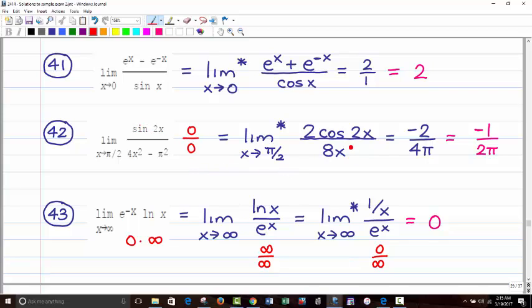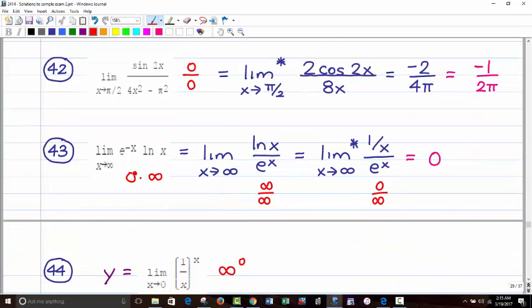Derivative of sine of 2x would be 2 cos of 2x. Derivative of the bottom: remember, pi squared is a constant, so its derivative is 0. The derivative of 4x squared would be 8x. So you put in pi over 2. Cosine of 2 times pi over 2 is cosine of pi. Cosine of pi is negative 1. 2 times negative 1 will be negative 2. On the bottom, 8 times pi over 2 is 4 pi. So you have negative 2 over 4 pi, which is correct, but that also would reduce to negative 1 over 2 pi. So that would be your exact answer for that one.